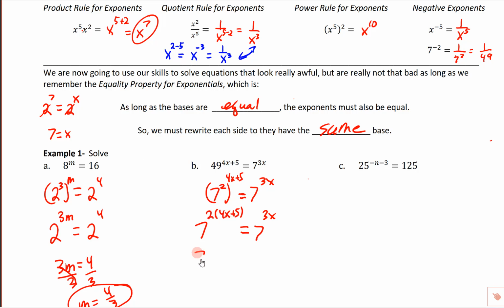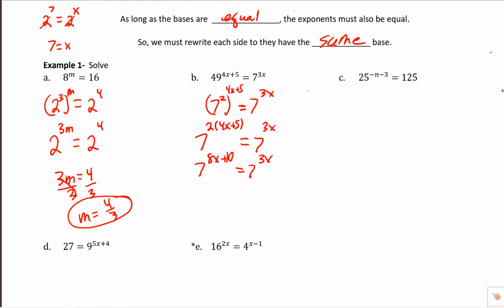So I'm going to distribute through. So this is 7 to the 8x plus 10 equals 7 to the 3x. Now, it's true, I could have dropped the 7s right at this step, but I'm going to drop them right here, and this is what we're going to try and solve. So let me slide this down here. This is going to be 8x plus 10 equals 3x.